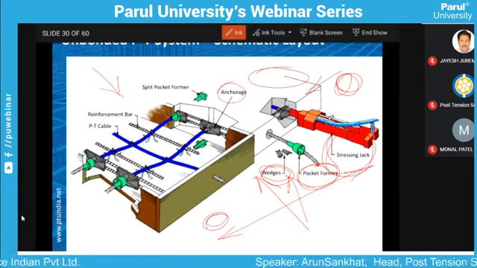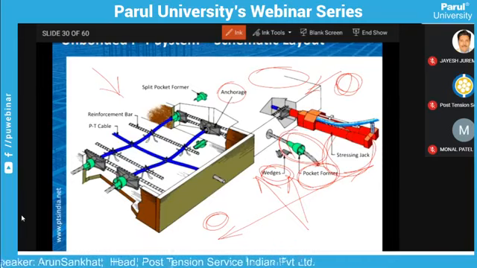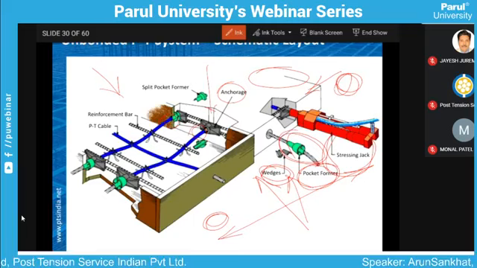Once the stressing is done, the remaining part of the cable can be cut off. So this is how the process can be repeated for each and every cable. Same thing here: the cable can be stressed, then this portion can be cast, and again we can move on.